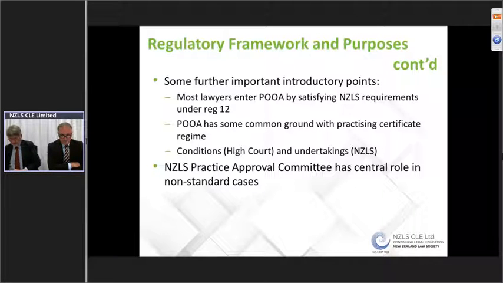Then just finally, in this part of the overview, the Practice Approval Committee plays an important role as a committee with delegated authority from the Board of the New Zealand Law Society, a group of senior lawyers who are involved in assessing and making decisions on what I would describe as non-standard cases. So there are cases where there have been perhaps professional difficulties in the past, all the special circumstances cases under Regulation 12A, and any other situation where there might be some difficulty or contentious aspect of the application. So with that, I'm going to pass back to David.